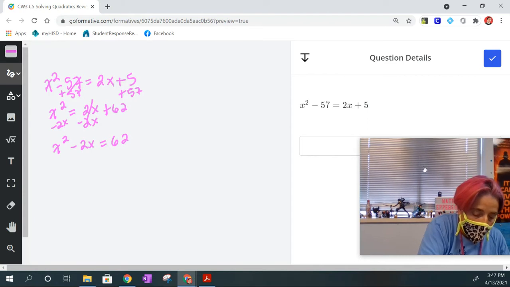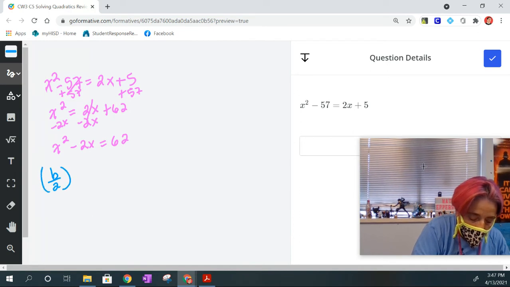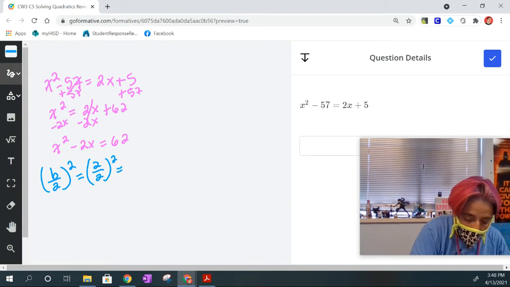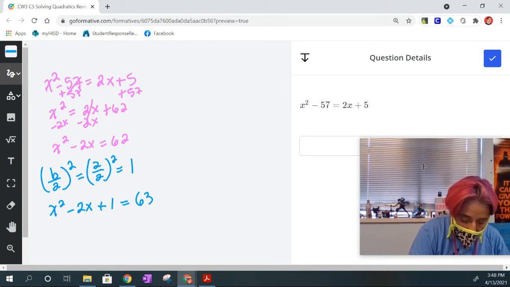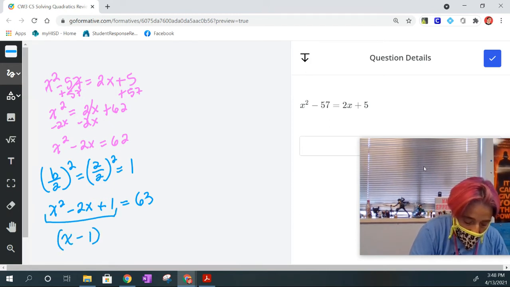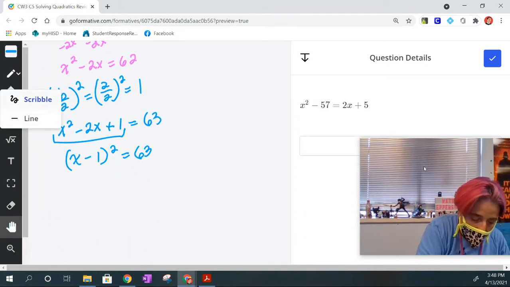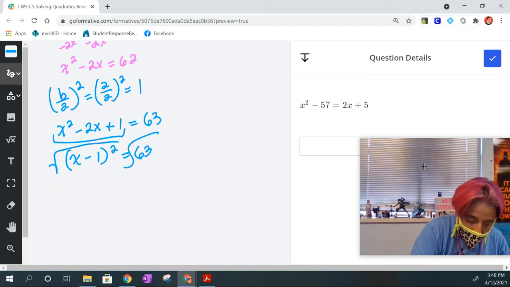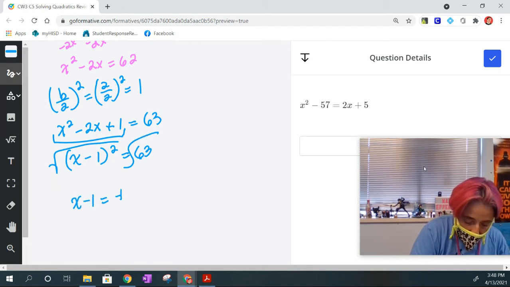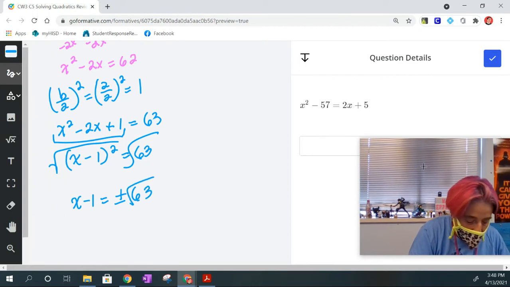Okay, now I'm going to deal with the b term. My b divided by 2 squared. So that's going to be 2 divided by 2 squared, which is going to be 1. So we're going to add 1 to both sides. So that's x squared minus 2x plus 1 is equal to 63. This trinomial on the left is a perfect square trinomial of x minus 1 squared is equal to 63. We're going to take the square root of both sides. That gives me x minus 1 is equal to plus or minus the square root of 63.